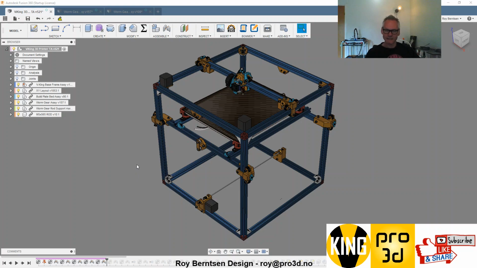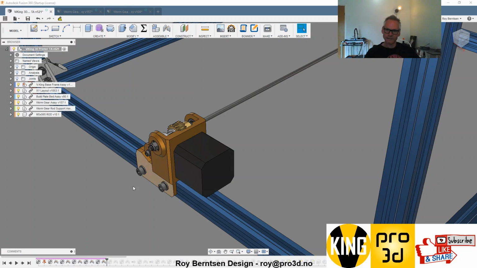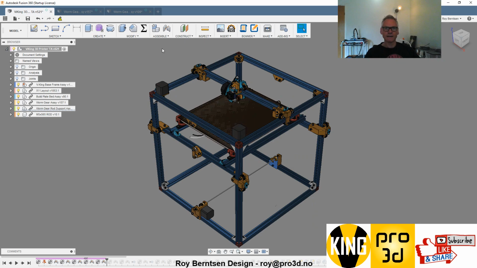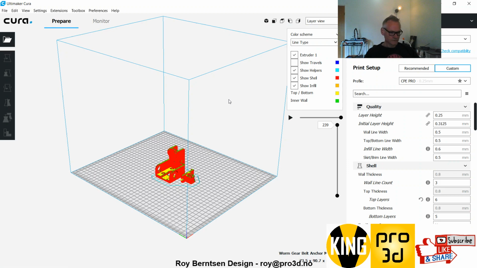So yeah, I already imported the parts we are going to do today. So with the worm gear brackets, and of course the rod for transferring to the other side, and then there's the rod support. So those are the parts for today. It's gonna be about 10 minutes, I think. Let's try to do it quick. So these are the parts for the worm gear brackets, or the worm gear, yeah. And let's go to Cura. And let's do them one more time.